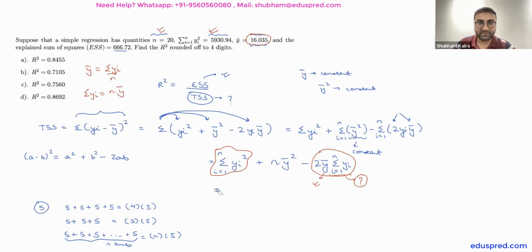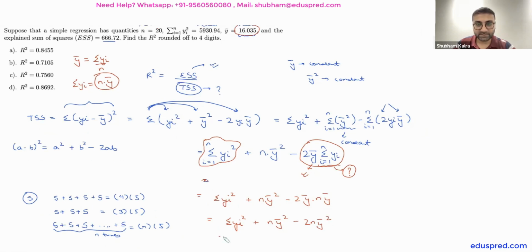So that means I can write this as summation of yi square plus n y bar square minus 2y bar, and instead of summation of yi, I can substitute n y bar. Okay, so this is n y bar. So this becomes summation of yi square plus n y bar square minus 2, this is n and this is y bar multiplied by y bar. So this also becomes y bar square. So this is equal to summation of yi square plus n y bar square minus twice of n y bar square. So this becomes minus n y bar square.